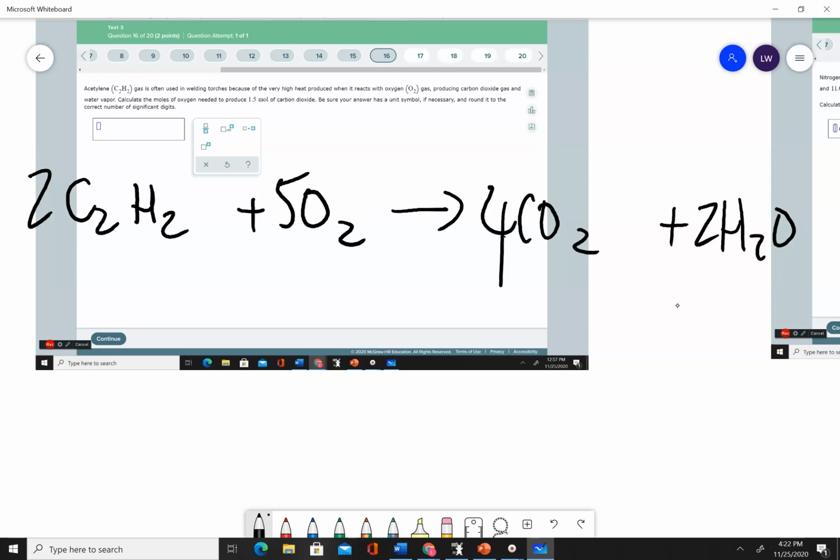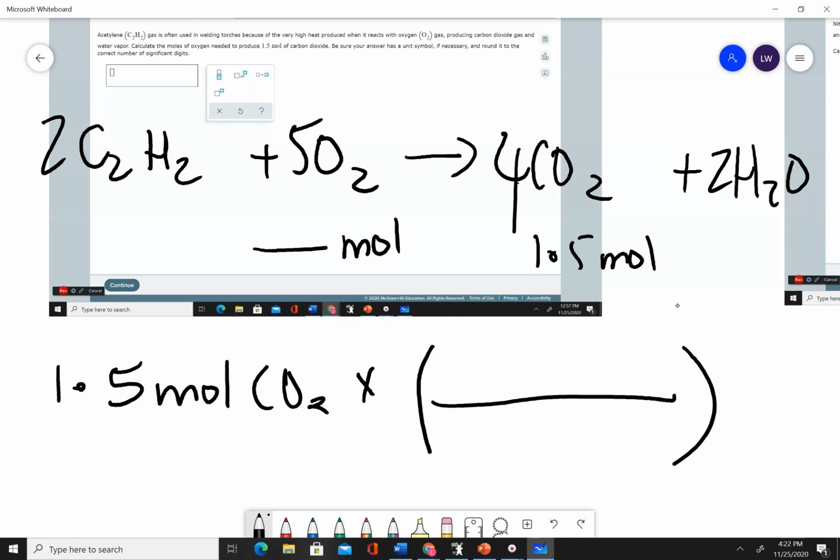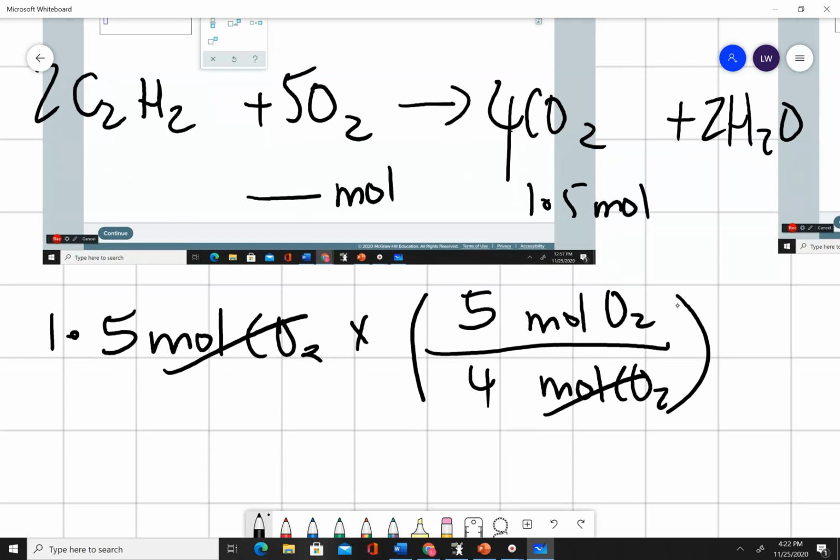So we want to know the moles of O2 required to make 1.5 mole of CO2. Whenever we're going from moles of one thing to moles of another, how are we going to do it? We're going to multiply by the mole ratio. So 1.5 mole of CO2, and we want to turn that into moles of O2. We need moles of O2 up there, and moles of CO2 here. From our balanced equation, we get 5 moles of O2 for every 4 moles of CO2. And so that leaves us with moles of O2.